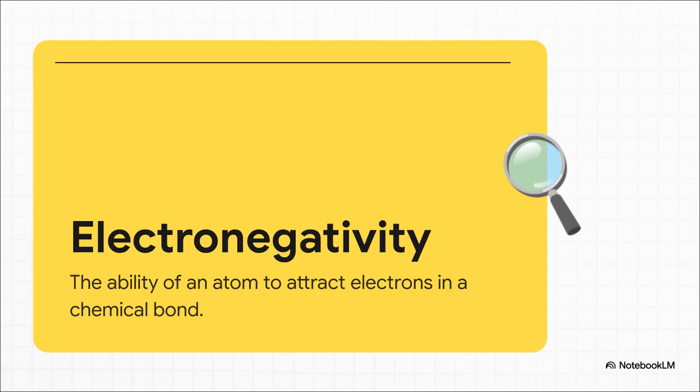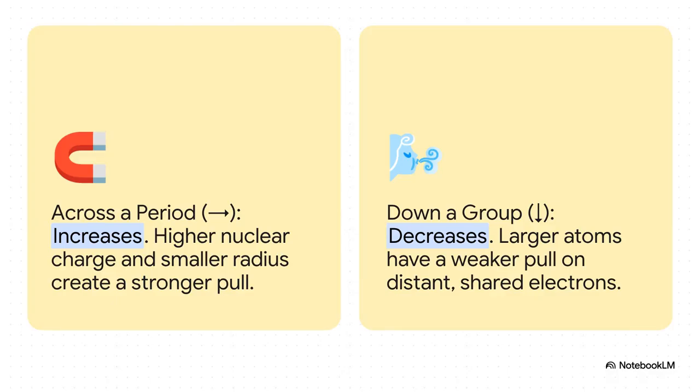You can think of it as a chemical tug of war. It's a measure of how good an atom is at pulling shared electrons toward itself. And I bet you can already guess how this trend works, right? You've got a really strong nuclear charge packed into a tiny little atom. Well, that's the perfect recipe for a powerful pull on any electrons nearby.